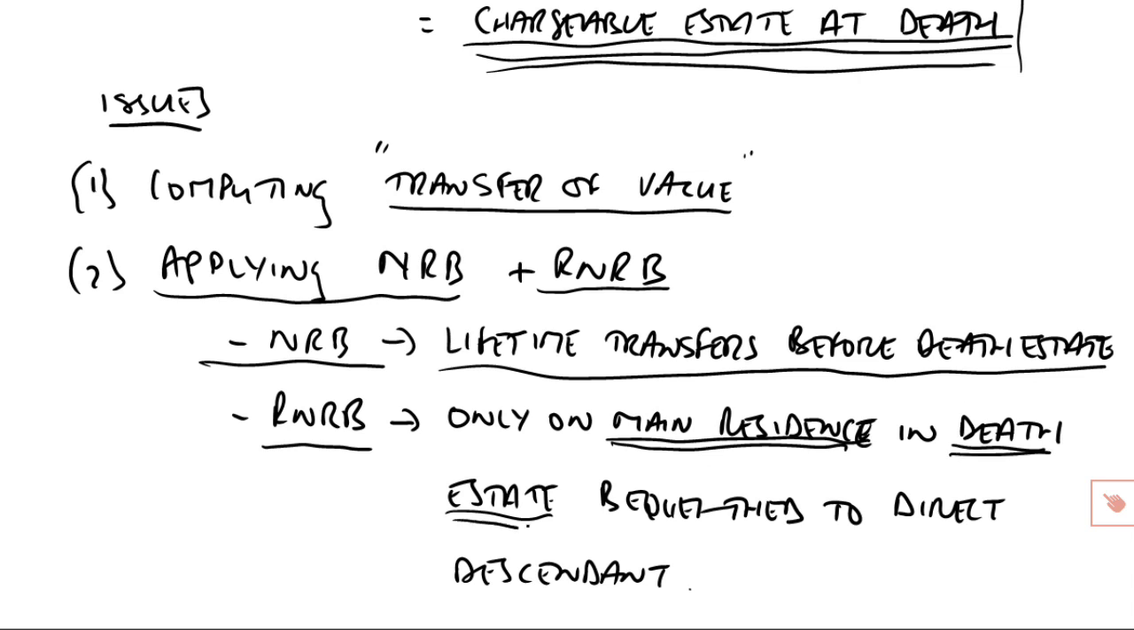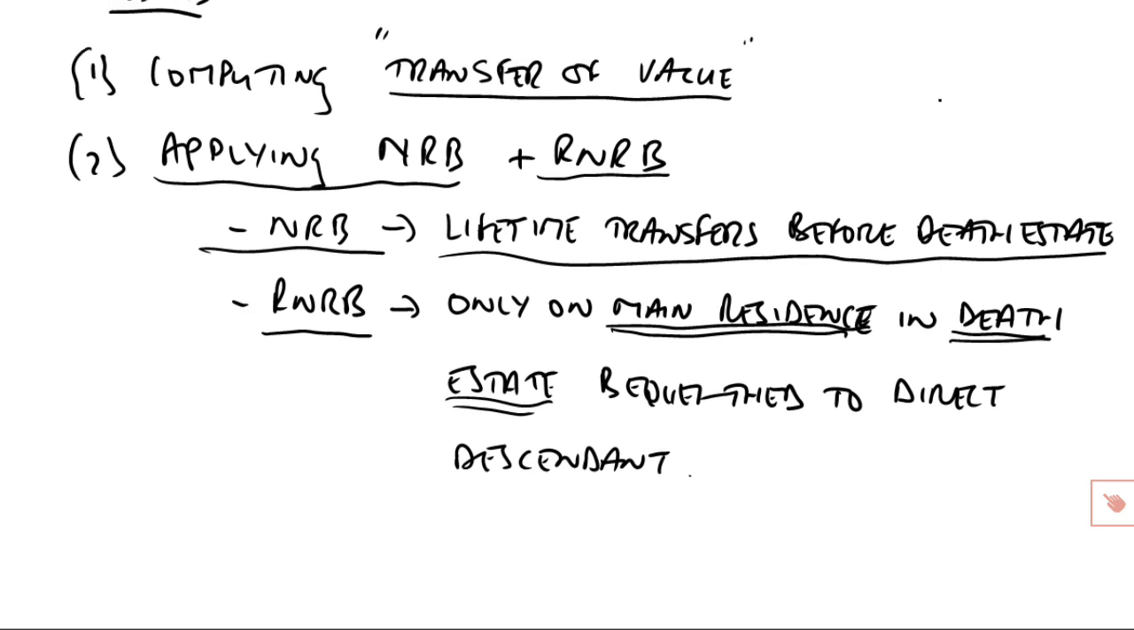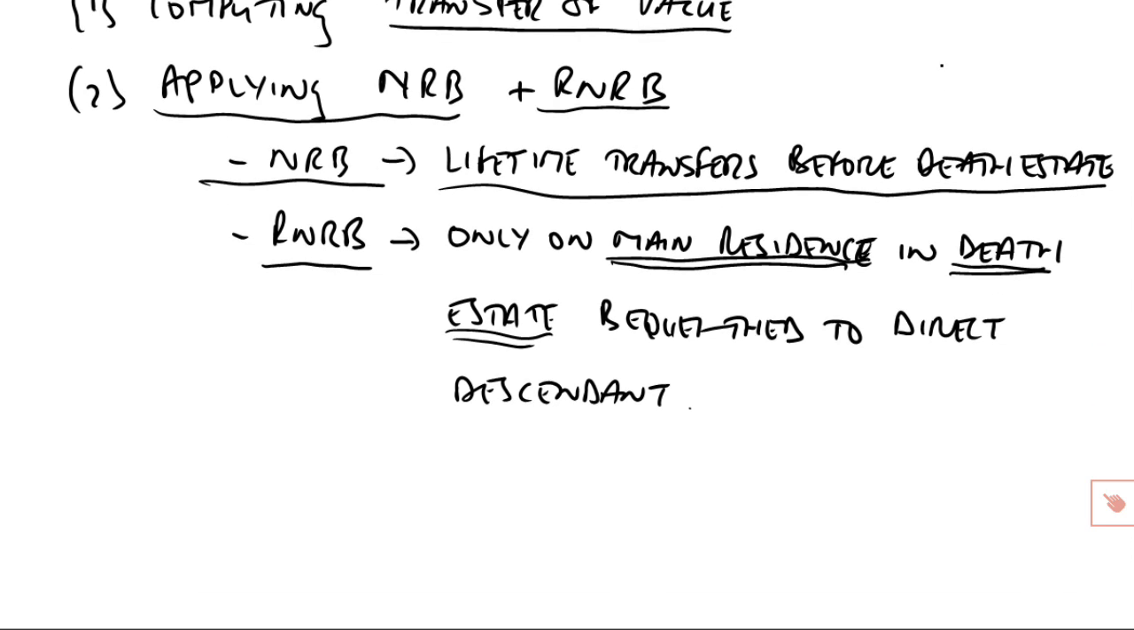in that death estate, and even that isn't enough to apply this residence nil rate band, that £100,000 residence nil rate band. Oh no, for it to be available, then that main residence must be bequeathed to a direct descendant, i.e. your children or your grandchildren there.